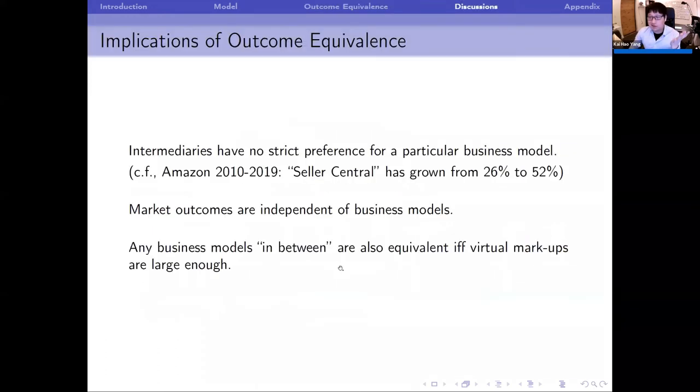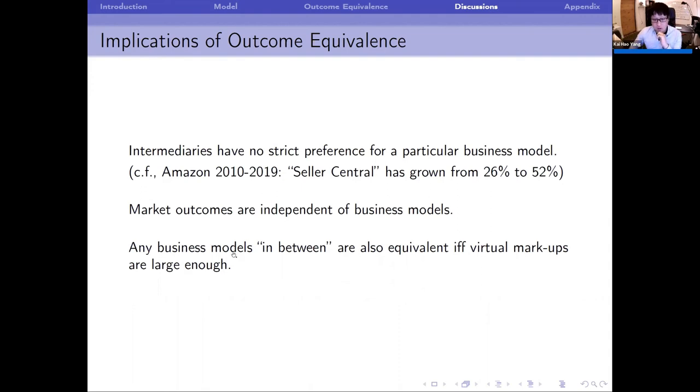Okay, now one last thing before concluding is that one implication of this outcome equivalence result is that for the intermediaries, at least in this model, they have no strict preference over a particular business model as long as gains from trade, well, as long as the virtual markups are large enough. An interesting anecdote is that throughout the past decade, the seller central of Amazon has grown from 26% to 52%. So basically now Amazon is half and half between two business models.